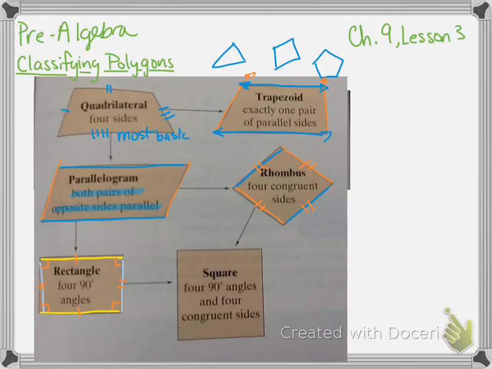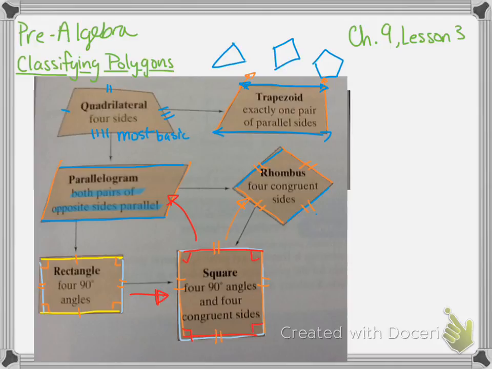Now last up we have a square. A square is the most specific thing we can have. Not only does it have 4 sides, like a quadrilateral, but it has its opposite sides parallel like a parallelogram, and it has 4 congruent sides like a rhombus, and like a rectangle, it has 4 right angles.